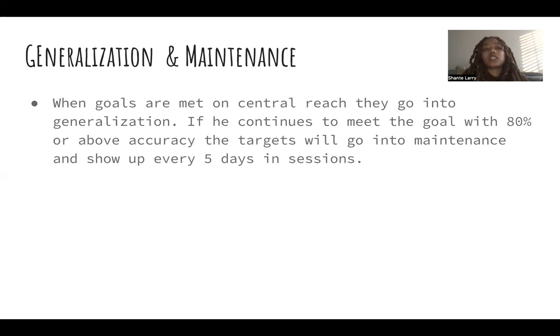Generalization and maintenance. When goals are met on Central Reach, they go into generalization. We do use Central Reach for programming. If he continues to meet the goal with 80% or above accuracy, the targets will go into maintenance and show up every 5 days in sessions. And that's how we generalize and maintain the goals, making sure that they're not just going away.